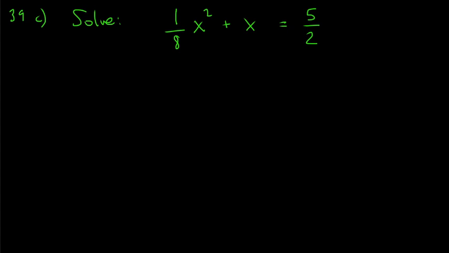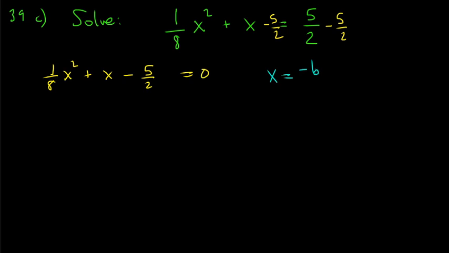Part C. Again, we want to solve 1/8 x squared plus x equals 5 over 2. All right, so first of all, it's not in standard form. If you're going to use the quadratic formula, you better subtract the 5 over 2 from both sides. So we have 1 over 8 x squared plus x minus 5 over 2 equals 0. And just to remind you, the quadratic formula is x equals negative b plus or minus the square root of b squared minus 4ac all over 2a. Again, very good if you know that.